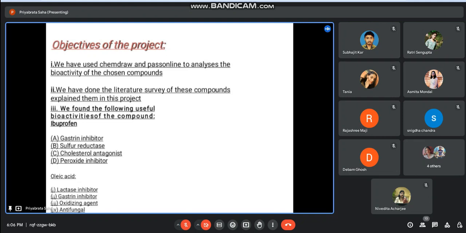And third, we found the following useful bioactivities of the compounds ibuprofen and oleic acid. Four important points of ibuprofen: gastrin inhibitor, sulfur reductase, cholesterol antagonist, and peroxide inhibitor. And four important points of oleic acid: lactase inhibitor, gastrin inhibitor, oxidizing agent, and antifungal.